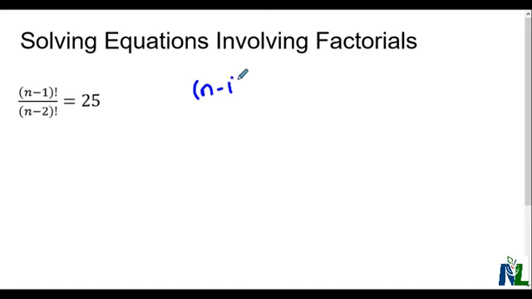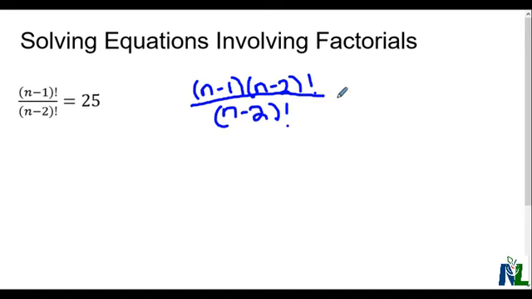So I'm going to expand that out to be n minus 1. Now if I subtract 1 from that, I get n minus 2. Now I'm going to stop there because if I look at the bottom, there's an n minus 2 in the bottom as well. So that's helpful because then I can cancel those.